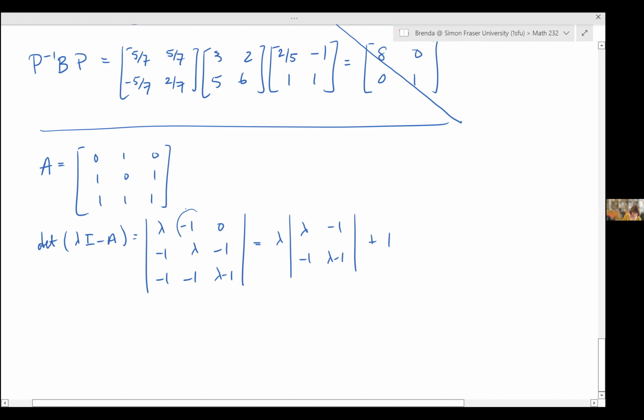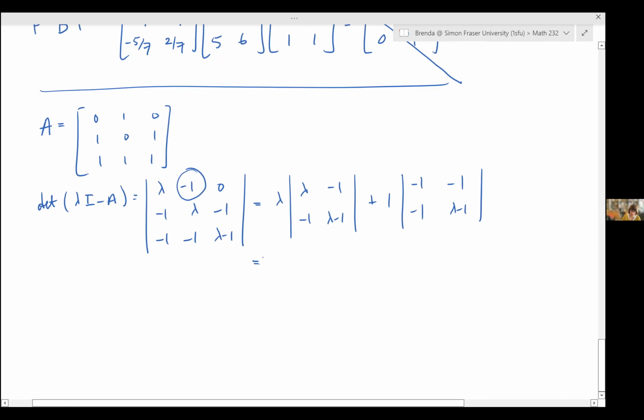That's a -1, but then we know that that position has a -1 in the cofactor expansion. So it looks like this. Done. And so now I have two 2x2 determinants to do. Let me get this here. There's lambda -1, -1, and minus lambda -1, -1.